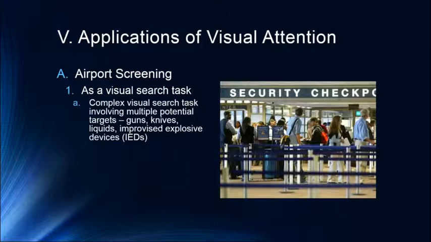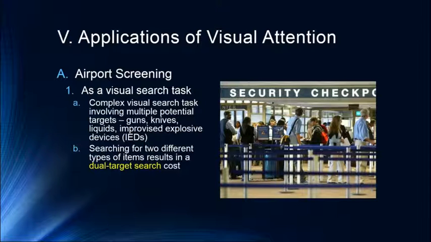This is a complex visual search task that involves multiple potential targets. Remember, they're looking for guns, knives, liquids, potential improvised explosive devices or bombs. So all of these things are things they have to look for. It's not that they're looking for just one target. They're looking for multiple different kinds of targets.